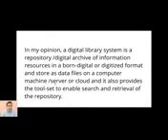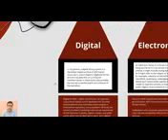So in my opinion, a digital library system is a repository or digital archive of information resources in a born digital or digitized format. We have already talked about the born digital and digitized format, stored as data files on a computer machine or server or cloud, and it also provides the tool set to enable search and retrieval of the repository. So this is what I understand about the digital library system.